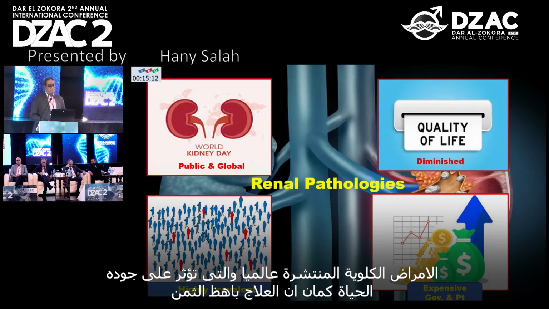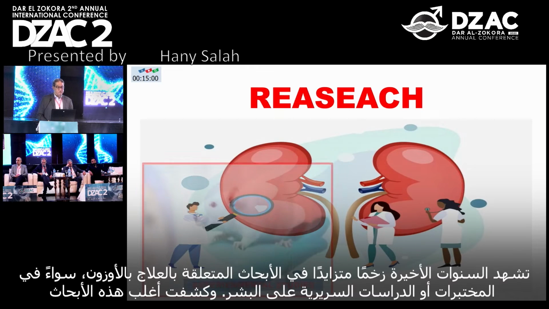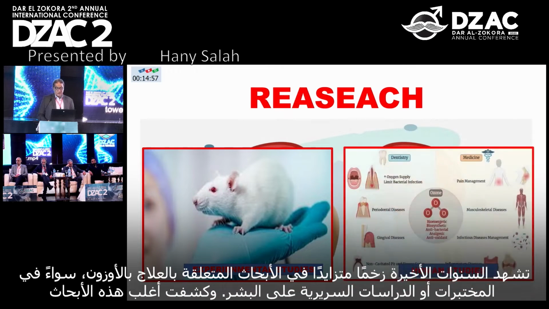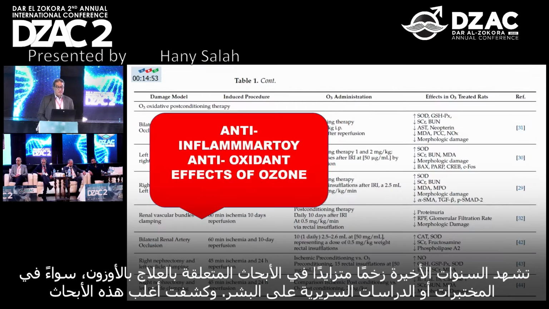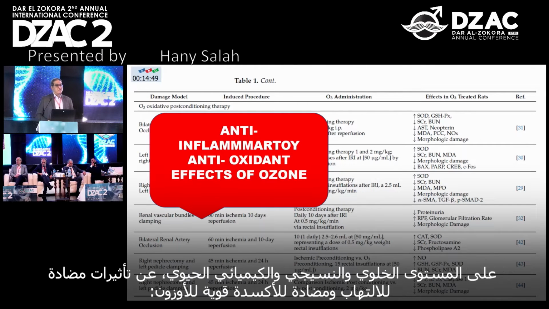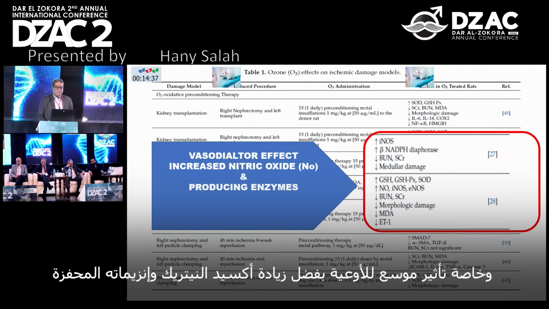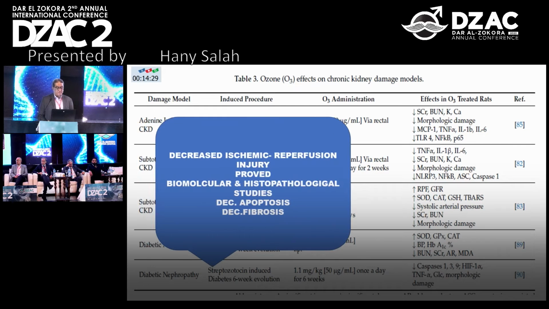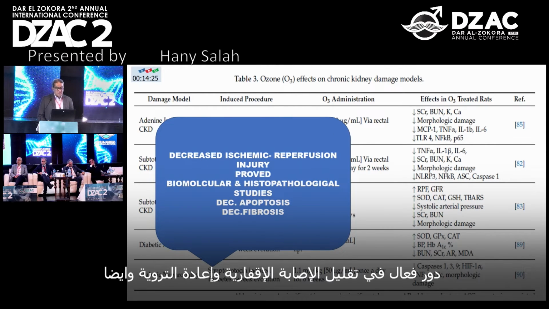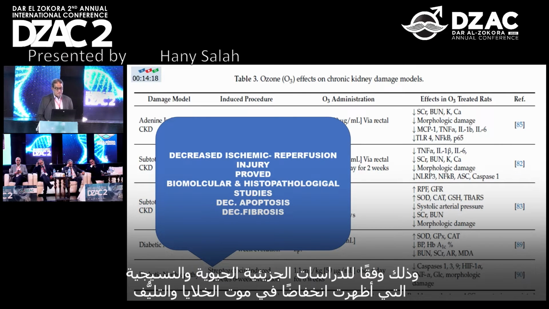Renal pathologies are public, global, affect quality of life, are expensive for the patient or the government, and are highly prevalent, so a lot of research has been done now, either experimental or human studies. Most of these studies showed, at the experimental, laboratory and histopathological level, the anti-inflammatory and antioxidant effect of ozone, especially the vasodilator effect of increased nitric oxide and its producing enzymes, and the role of ozone therapy in decreasing ischemic reperfusion injury, which is proved by biomolecular and histopathological studies, decreasing apoptosis and decreasing fibrosis.